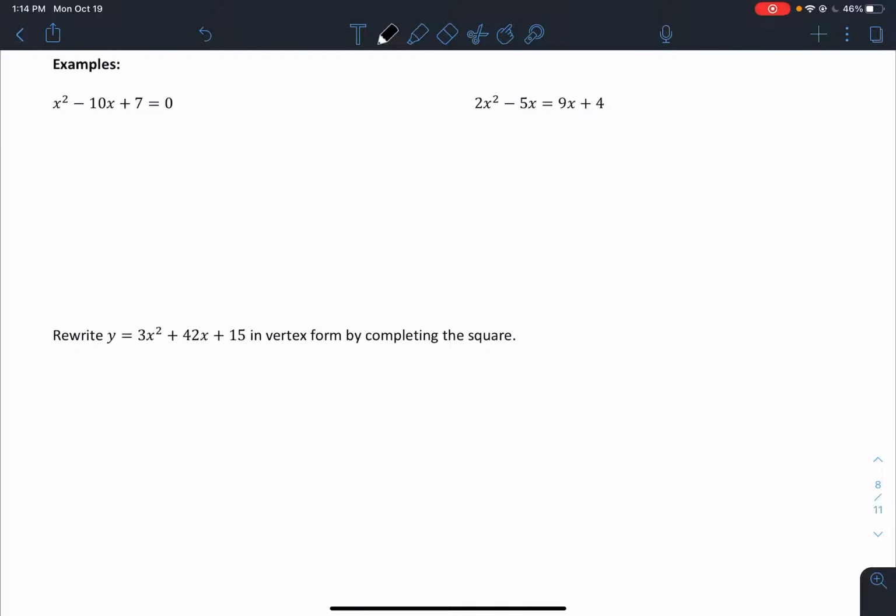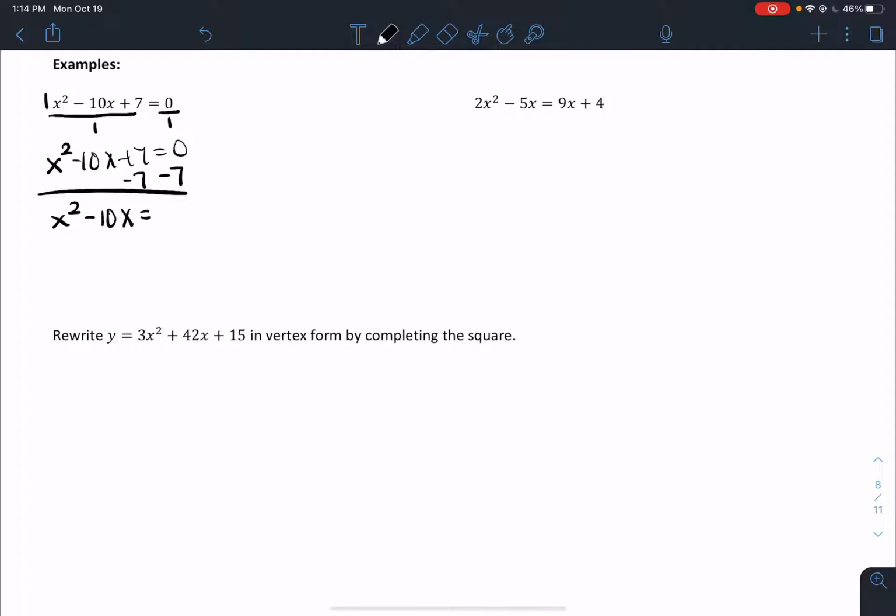Okay, so in my first example, I'm going to write it in because we're technically doing it, but we're going to divide both sides by 1 because my a value is 1. Because remember, I'm supposed to divide a out. Okay, so I have x squared minus 10x plus 7 equals 0. Now, I'm going to subtract 7 from both sides because I need to move c to the other side. So x squared minus 10x equals negative 7.